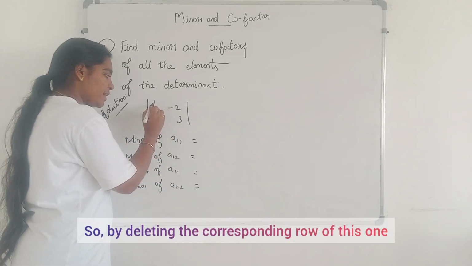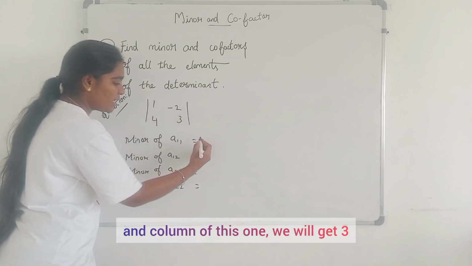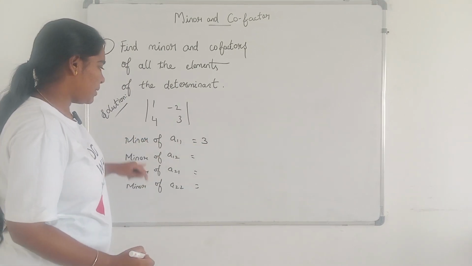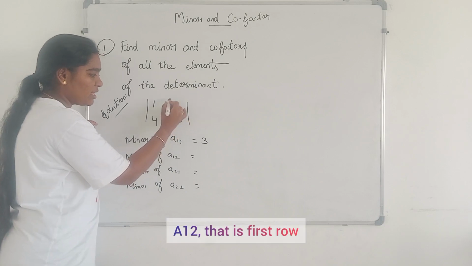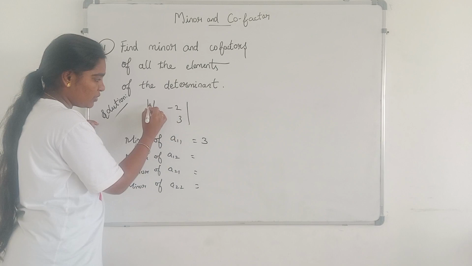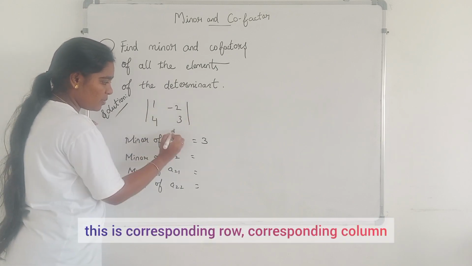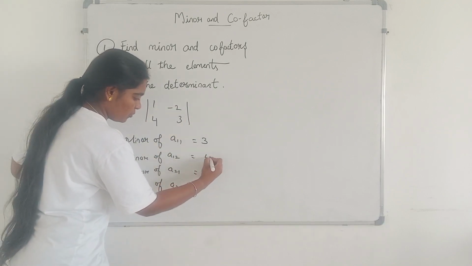By deleting the corresponding row of this one and column of this one, we will get 3. This is the minor of A11, 3. Next, minor of A12, that is first row, second column element, is minus 2. So, by deleting the corresponding row and column, you will get 4.